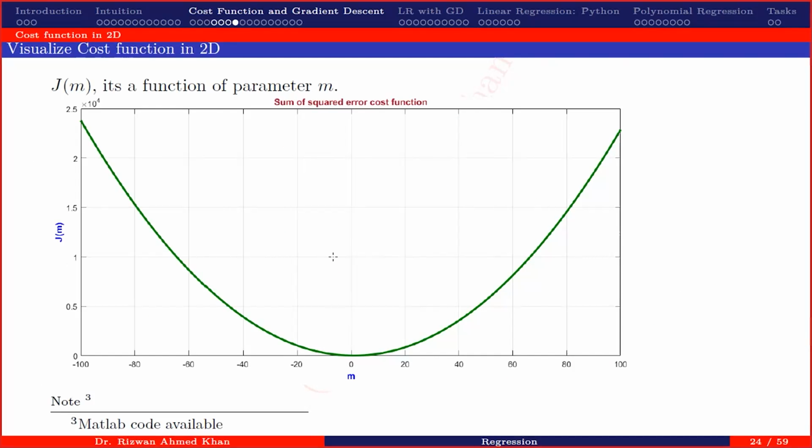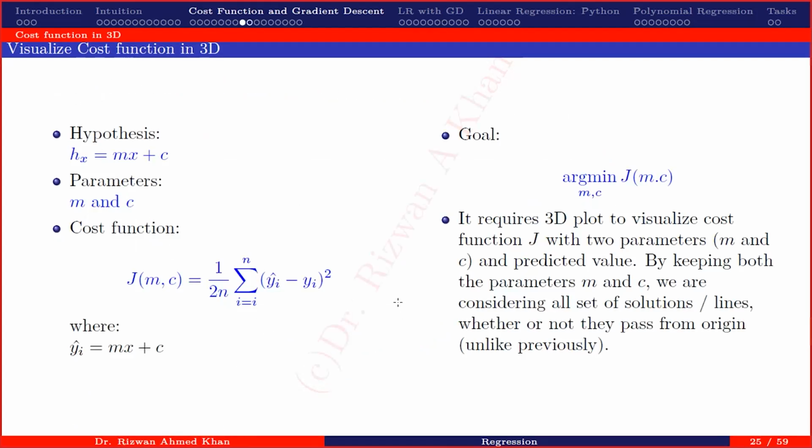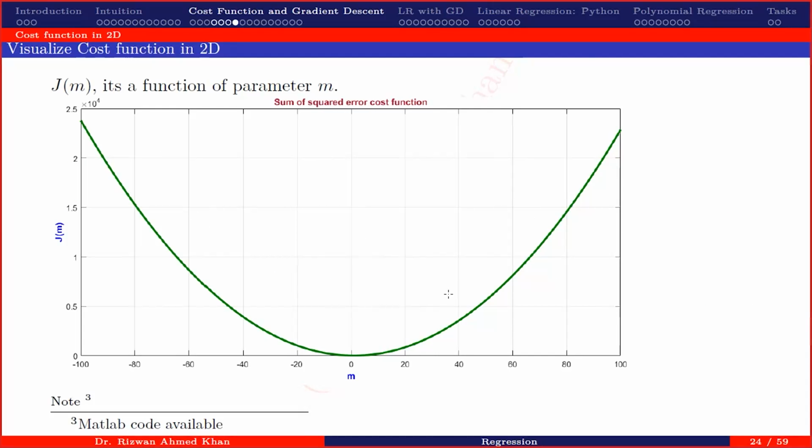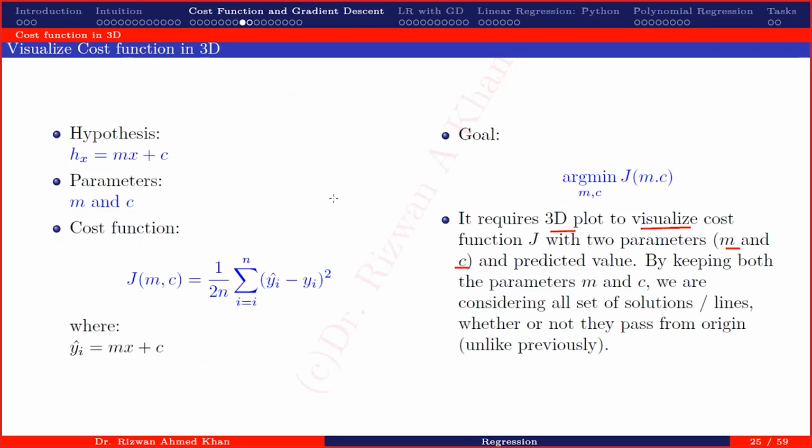If I plot this using MATLAB, I have MATLAB code as well. I can show you later on. This looks very symmetrical. So this is the cost function when visualized in 2D only. So now it requires 3D to visualize cost when we have two parameters m and c. Last time, this graph or this function was only for one parameter, or in 2D, because one is the input and the other is the output. But how can we visualize it in 3D?